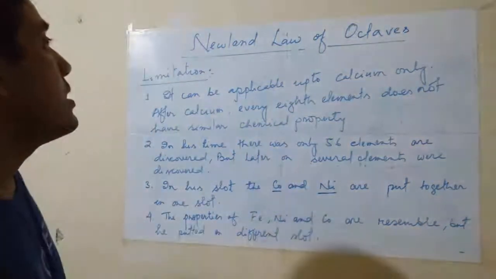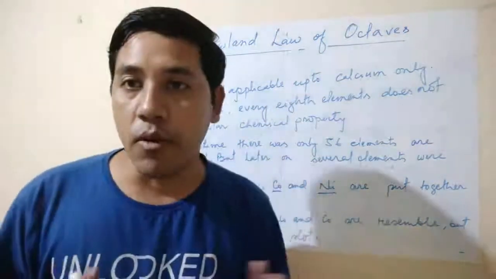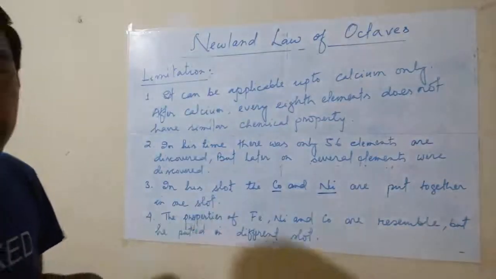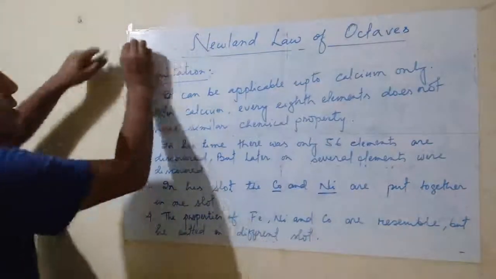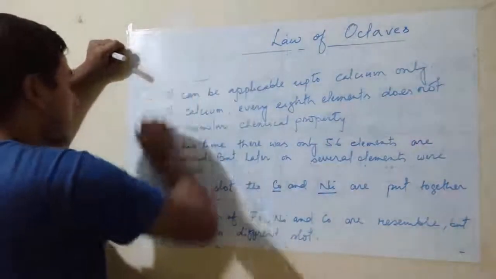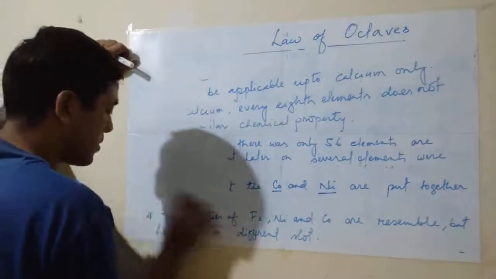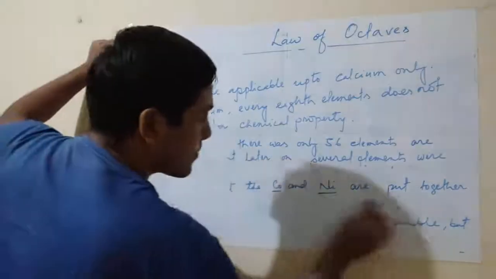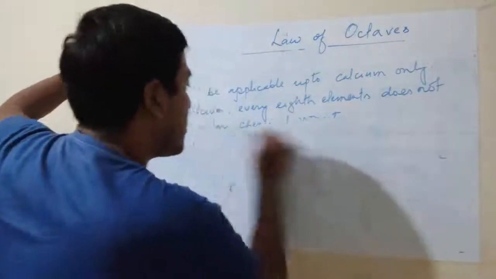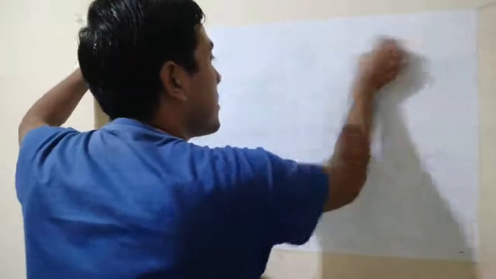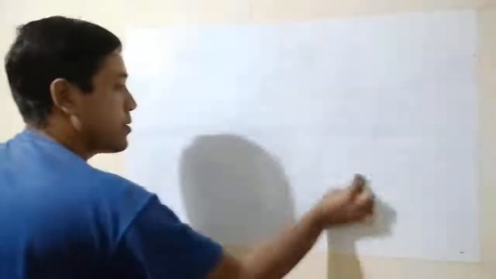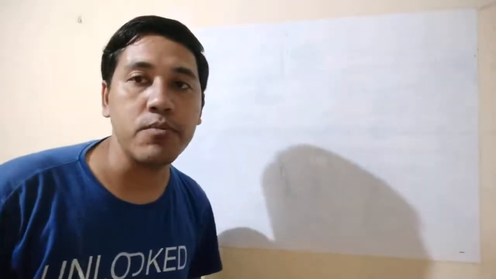Okay, now this is Newlands' law of octaves. Next I will explain the formulas of Mendeleev. Okay, now let's see what the formulas of Mendeleev are. Before I start, I will write the formulas of some important compounds.